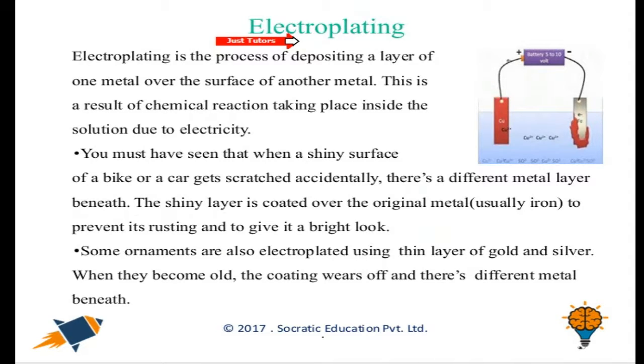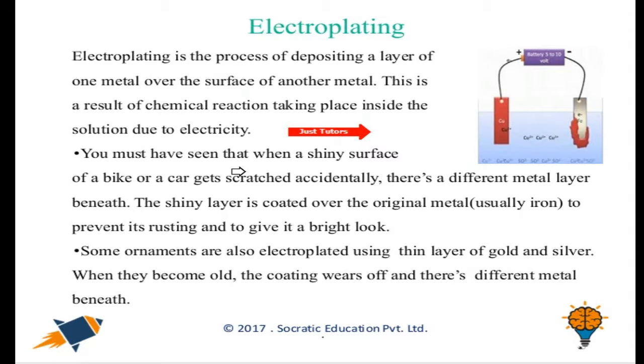Now talking more about electroplating. Electroplating is a process in which a layer of a metal is deposited on a metallic or non-metallic electrode by electrolysis in an electrolytic cell. Electroplating is the process of depositing a layer of one metal over the surface of another one. This is a result of chemical reaction taking place inside the solution due to electricity.